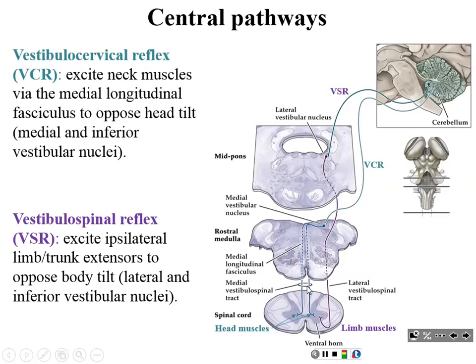And the other one is the vestibulospinal reflex that excites ipsilateral limb or trunk extensors to oppose body tilt. So basically, at the same time that we are moving our head, we have to compensate for that movement with the upper part of the torso. So all of them are working together when we are moving our head. And all of them involve the vestibular system.